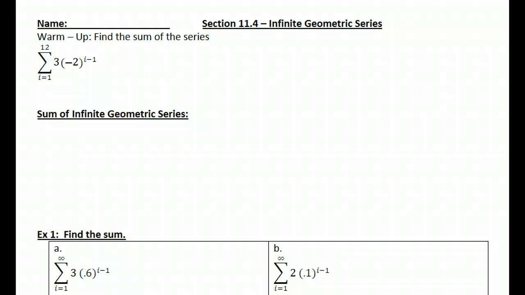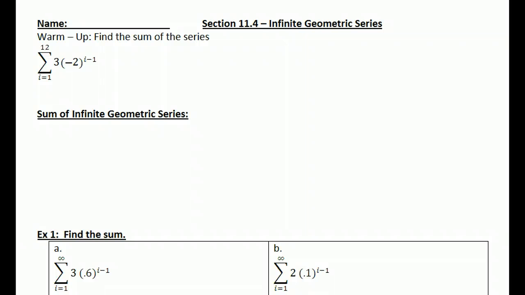Good morning and welcome to section 11.4, Infinite Geometric Series. So today we're going to talk about what happens when I have an infinite geometric series instead of a finite one, and it's going to be kind of interesting. Before we do that though, let's see if you remember what we learned last time.